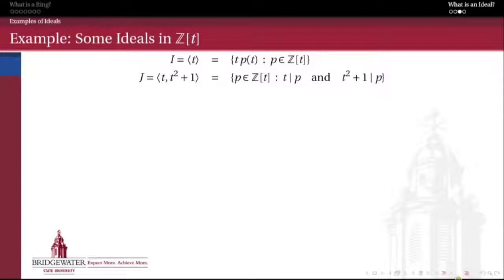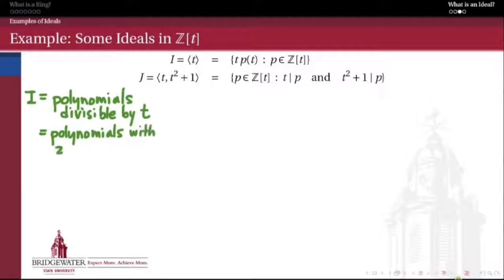What about polynomials? These are our main interest this semester. So let's take a look at the principal ideal generated by t inside of the polynomials over t. So that principal ideal is going to consist of all the polynomials which are divisible by t. In other words, these are going to be the polynomials whose constant term, whose constant coefficient, is equal to 0.